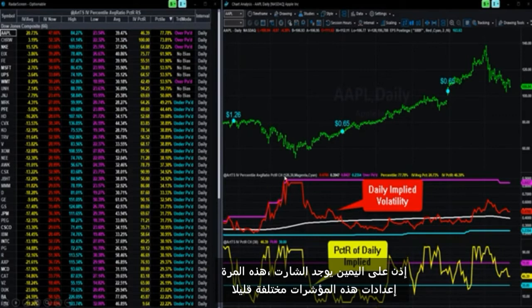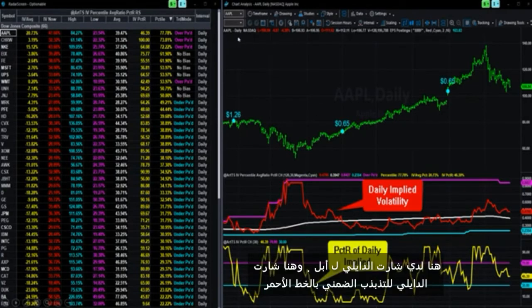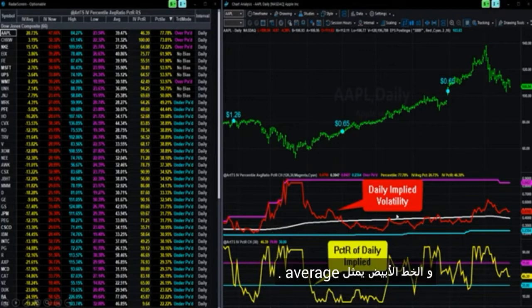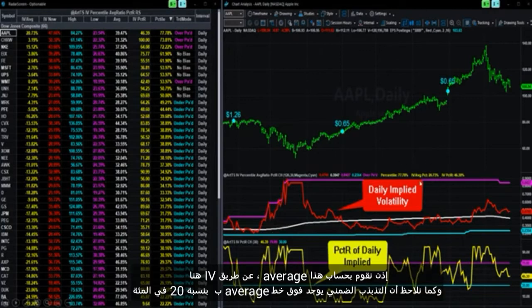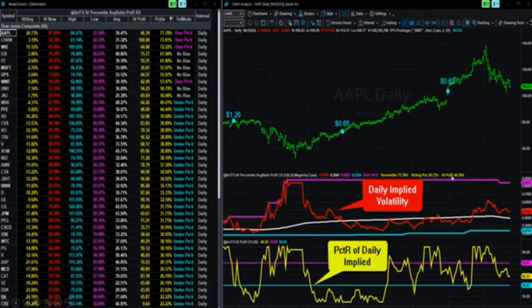On the right is the chart. The inputs for this indicator are a little different because I don't need to specify a symbol; it's just looking at whatever symbol is in the chart. This is a daily chart of Apple, and it's looking at that implied volatility data, which is the red line here. The white line is that average. I'm going to calculate that average IV ratio right there, and I can see that we're 20% above that average. We're in the 77th percentile. We're at the 46% level of Williams percent R.